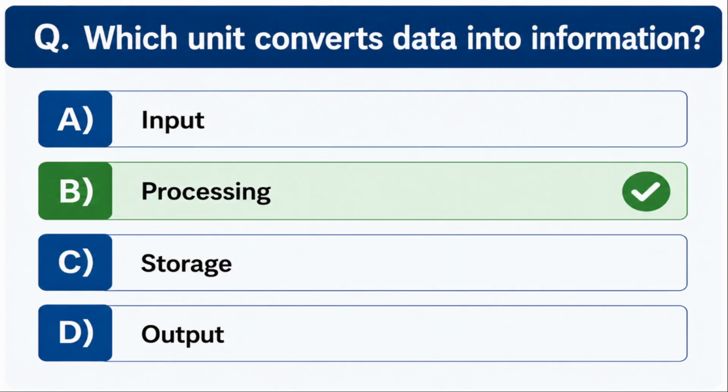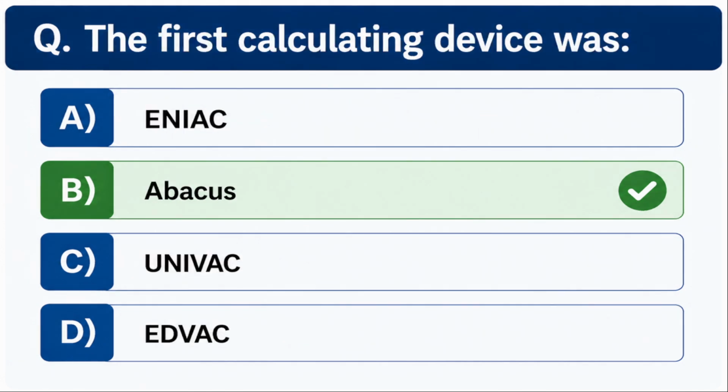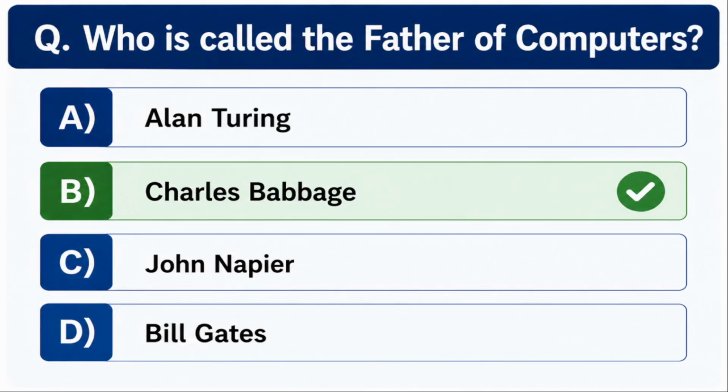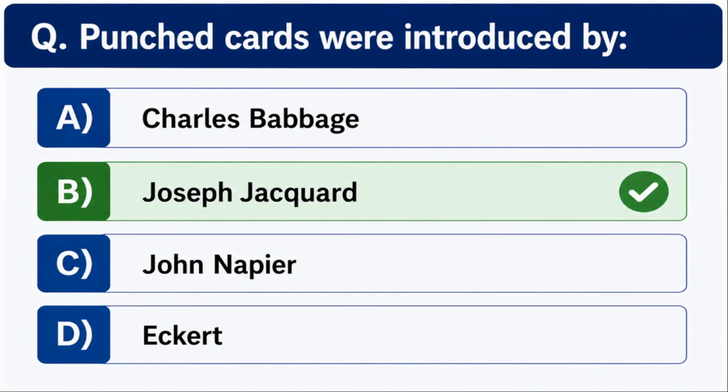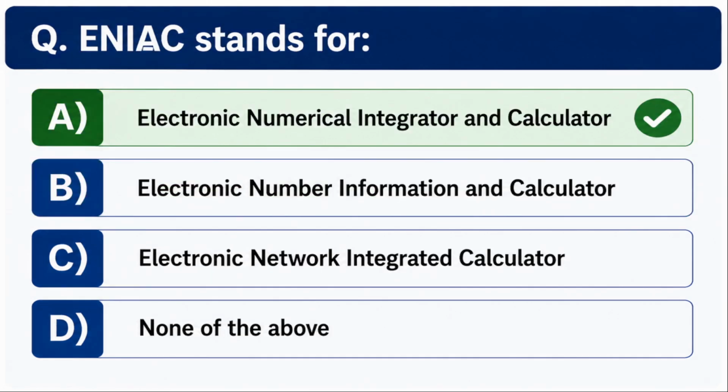Which unit converts the data into information? It is input to output; it is processing. The first calculating device was the abacus. Abacus is very, very important, asked many times in examinations. Who is called the father of the computer? Charles Babbage. Punch cards were introduced by Joseph Jacquard. ENIAC stands for... sometimes they ask what the E stands for, what the I stands for. We have to remember the words.